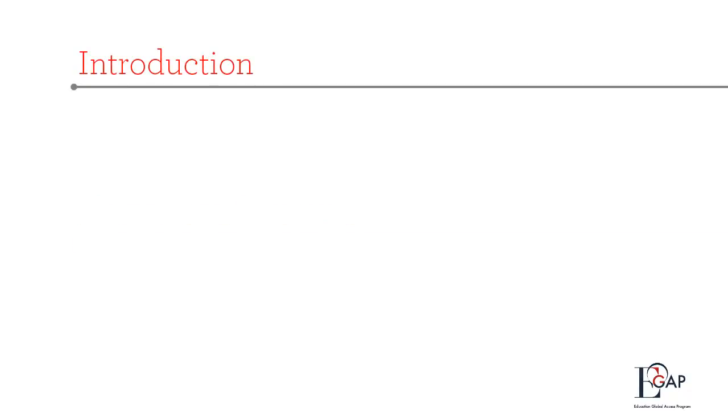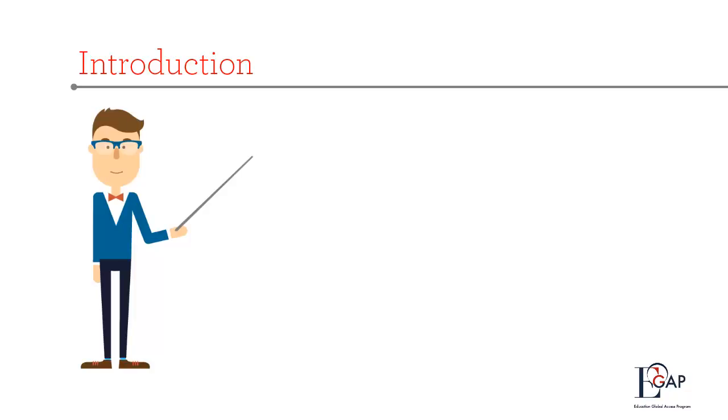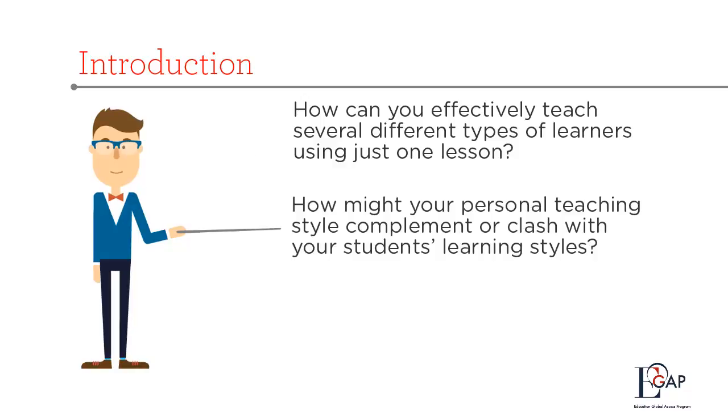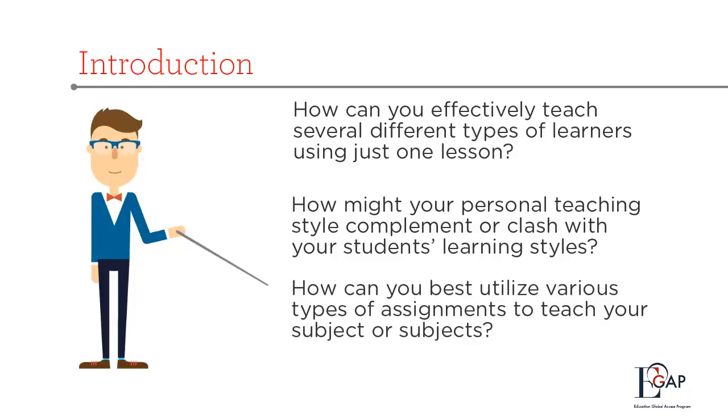You have just read about implementing differentiated instruction, or DI, in your classroom. As you watch this video, keep the following questions in the back of your mind. How can you effectively teach several types of learners using one lesson? How might your personal teaching style complement or clash with your students' learning styles? How can you best utilize various types of assignments to teach your subject or subjects?